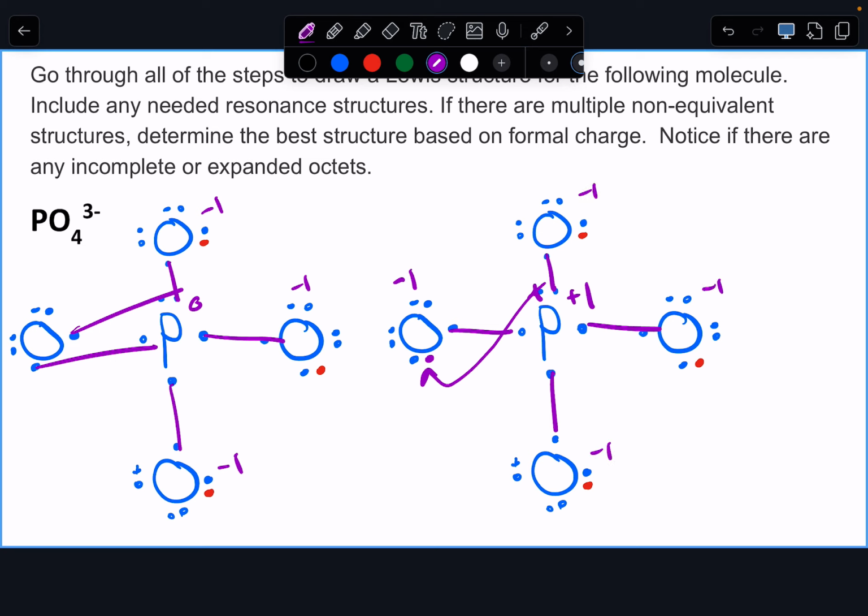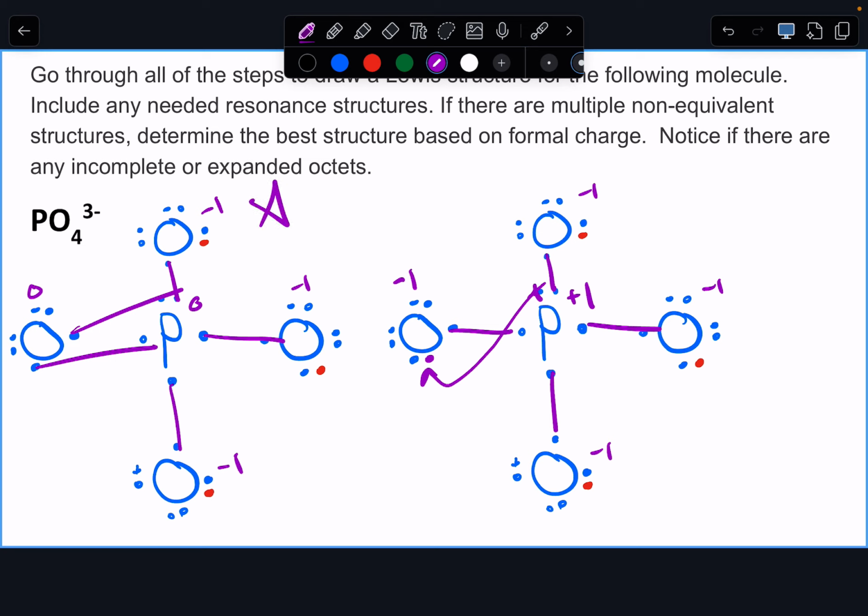That's expected, because anytime we have an ion, all of the formal charges have to add up to that ion. So PO4 3-, the formal charges have to add up to 3-. So that comes on these 3 oxygens. The question is, are the other 2 atoms going to have a formal charge, or are they going to be 0?